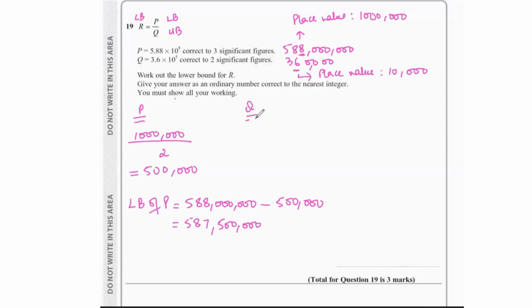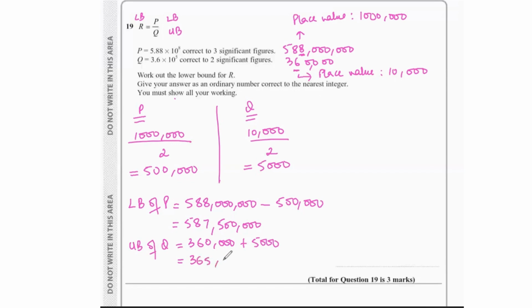Similarly, for Q, we're dividing 10,000 by 2. That's going to give us 5,000. So for the upper bound, I'm going to add 5,000 to Q. So 360,000 plus 5,000, that is 365,000. This is your upper bound of Q.